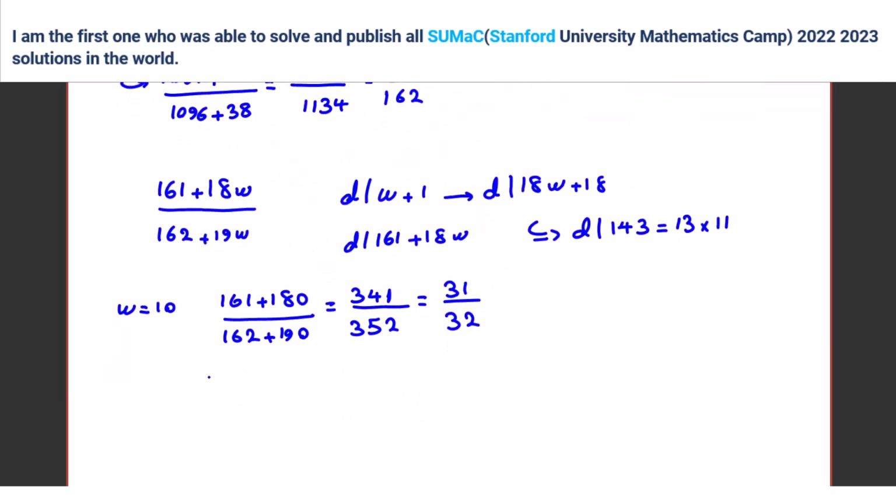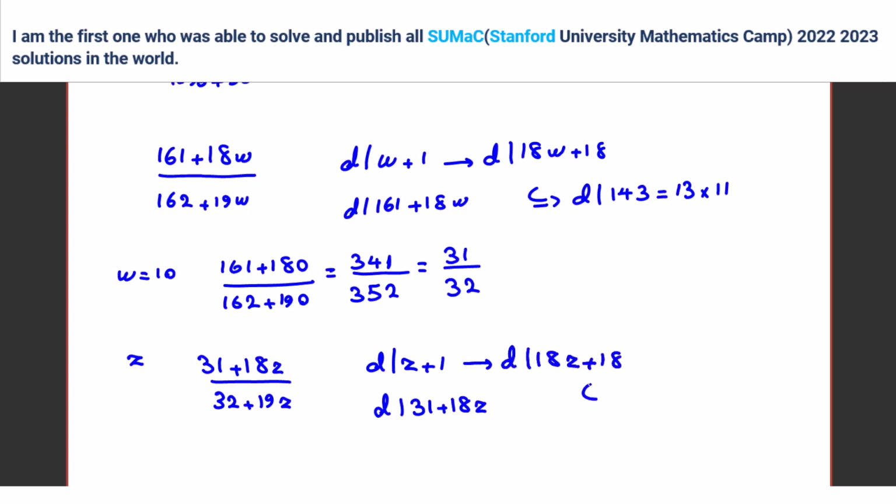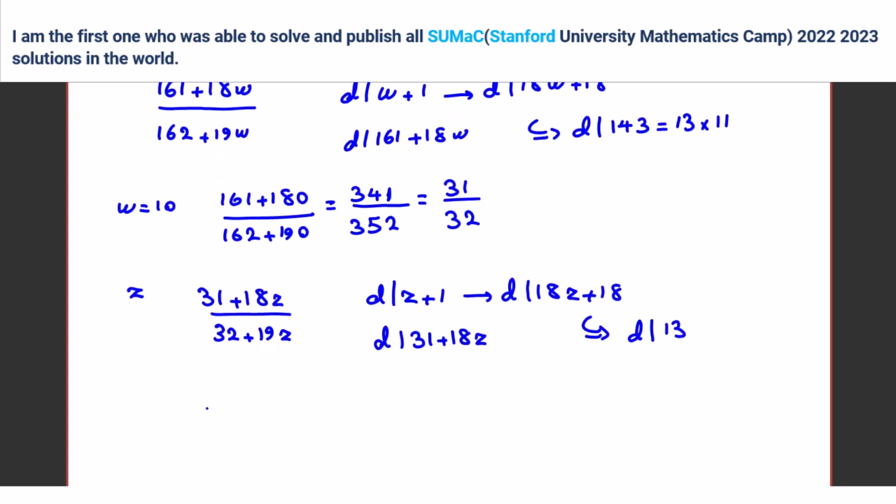Okay, so let's change. Because we used W, let's use Z, for example. 31 plus 18Z, 32 plus 19Z, right? So D divides the difference, Z plus 1. D divides 31 plus 18Z, so D divides 18Z plus 18. So if we subtract, D divides what? D divides 13. Exactly. So Z should be 12, right? And 31 plus 18 times 12, and 32 plus 19 times 12, right?